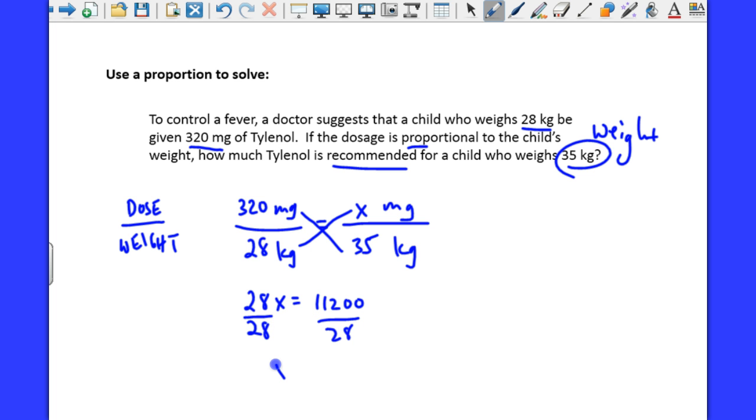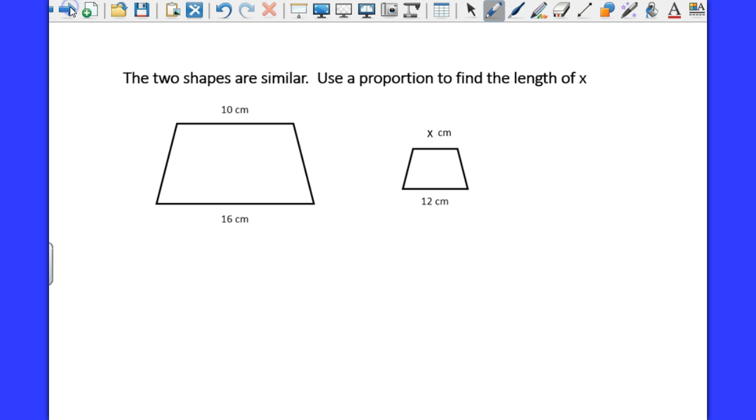There's your 1, that cancels out. X is equal to, that comes out to be 400 milligrams. And if you look at those numbers, that would make sense. 320 for 28, so that's a little bit more, and that's a little bit more. And that would be, I think, a pretty good estimate right there, 400 milligrams. Again, proportion used to solve a problem where you can narrow it down to just one unknown question.